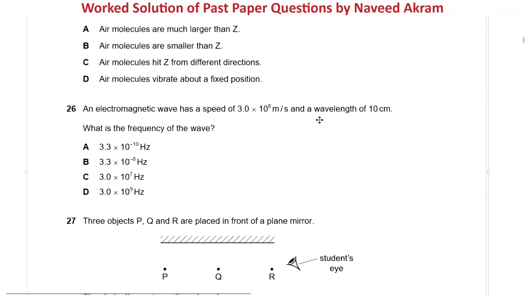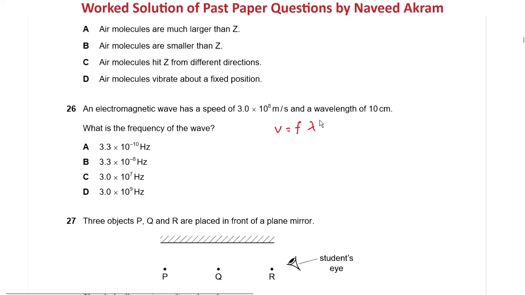Okay, our next question is question number 26 from October-November 20 variant 1. An electromagnetic wave has a speed of 3 into 10 to the power 8 meter per second and a wavelength of 10 centimeter. What is the frequency of the wave? It is a simple question. We just have to apply the formula of the wave speed, v is equal to f into lambda.